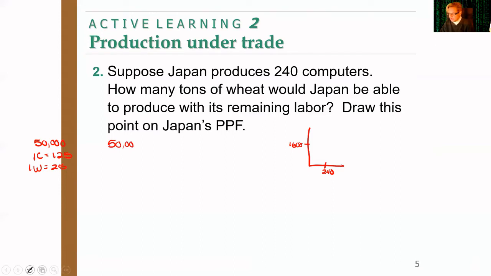Oh, I'm sorry, that's incorrect. I'm going to erase that because I got ahead of myself here. So we know to take 240 computers, we're going to say 240 times 125, and that is 30,000. So we don't have any remaining labor.